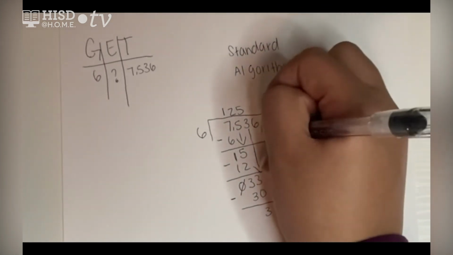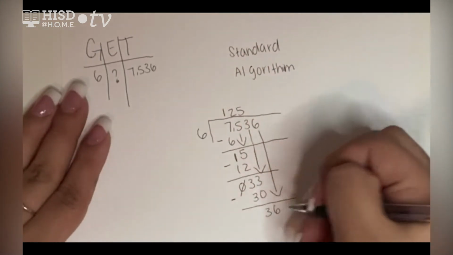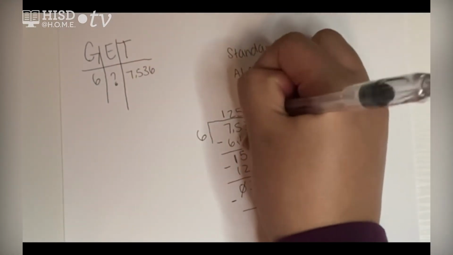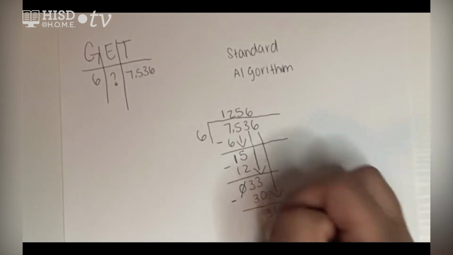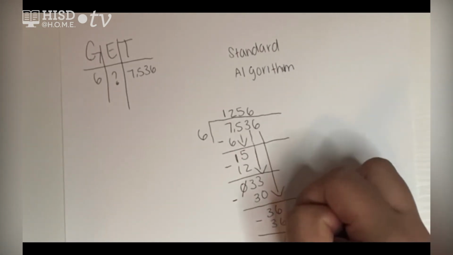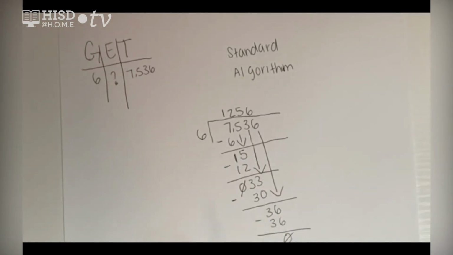And now what I'm going to do is bring down this last digit, which is the 6. And we have 36. Can 6 go into 36? Yeah, it can. And how many times can 6 go into 36? 6 times, because what is 6 times 6? 36. So let's take 36 from 36. And 36 minus 36 is 0. 6 minus 6 is 0, and 3 minus 3 is 0.